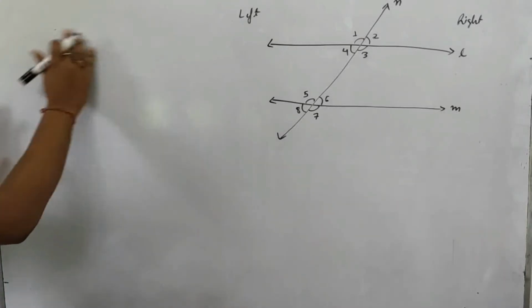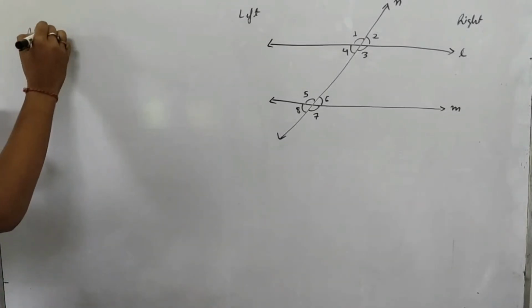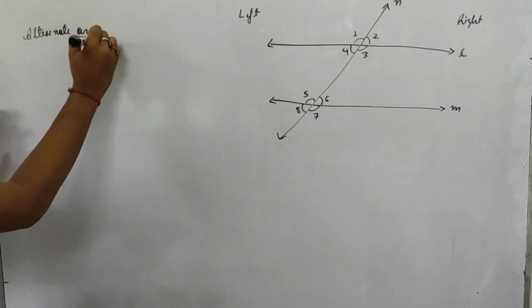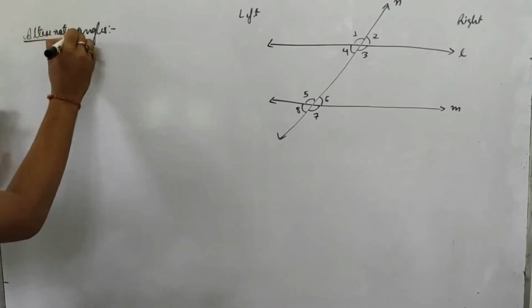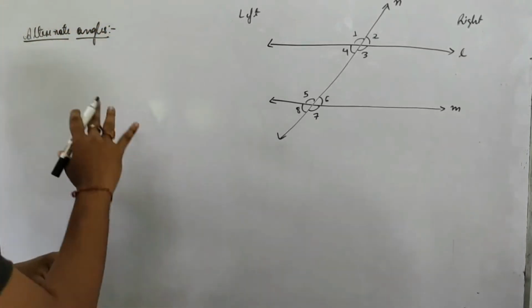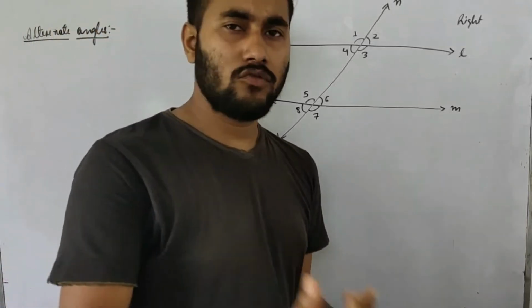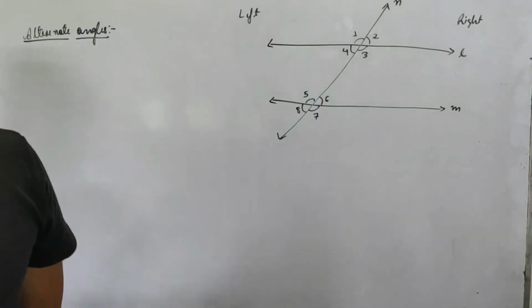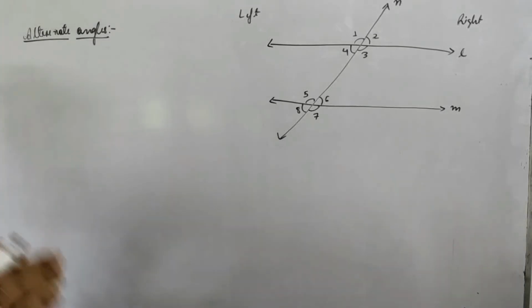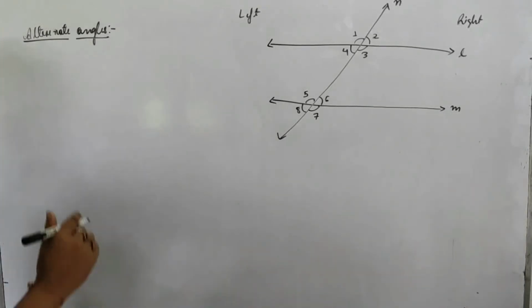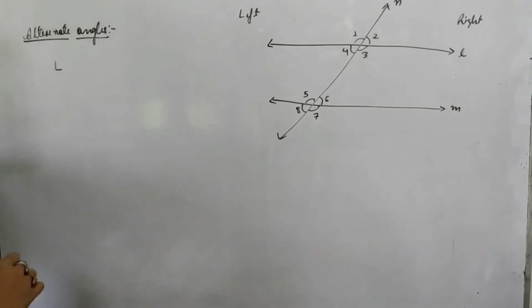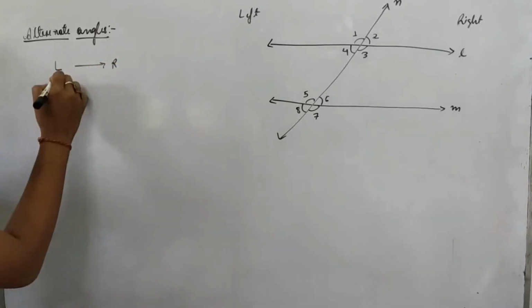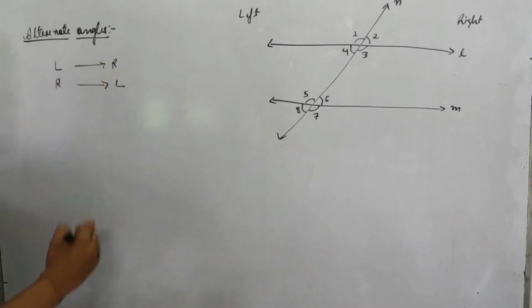Okay, next one, alternate angles. Today we will stop here, at alternate angles only. Tomorrow we will continue our exercise. Okay. Alternate angles. Okay, I will give a rule for here also. This is again not a rule, just to understand. If one angle is on the left, then the other angle will be on the right. This is important. And if one angle is on the right, then the other angle will be on the left.